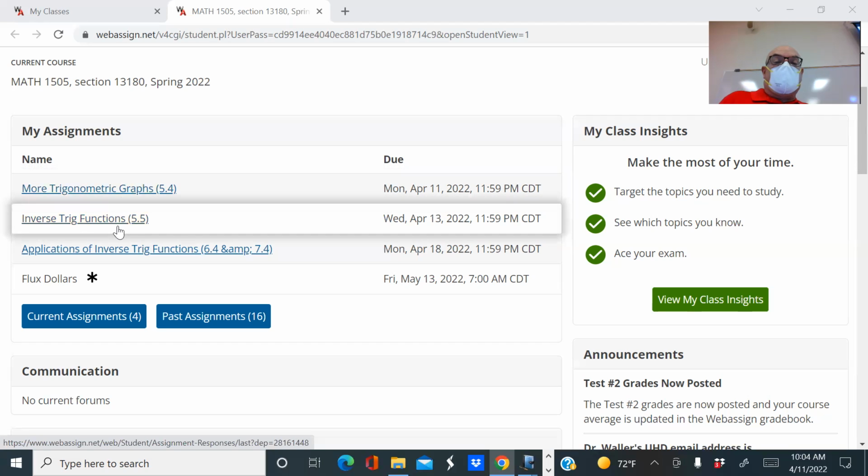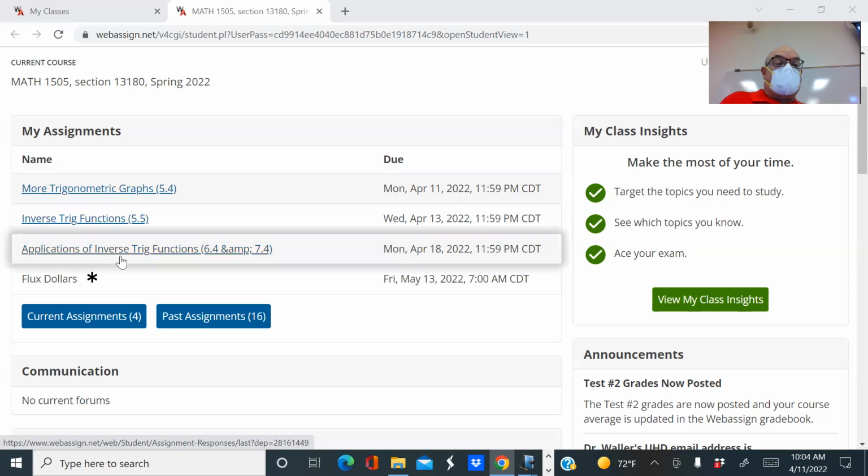And then a little bit longer is about inverse trig functions, which we are still talking about, because today we're covering more applications of inverse trig functions, mainly using them to help us solve equations. We'll finish those notes today. So this is a new homework that I have posted.